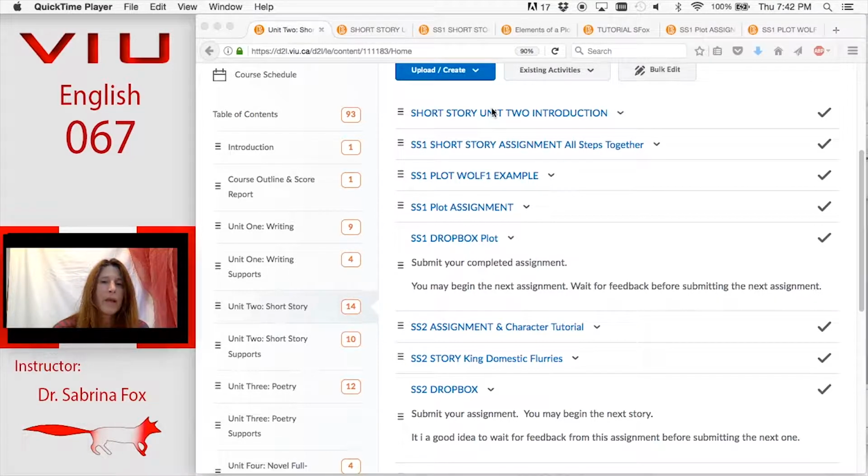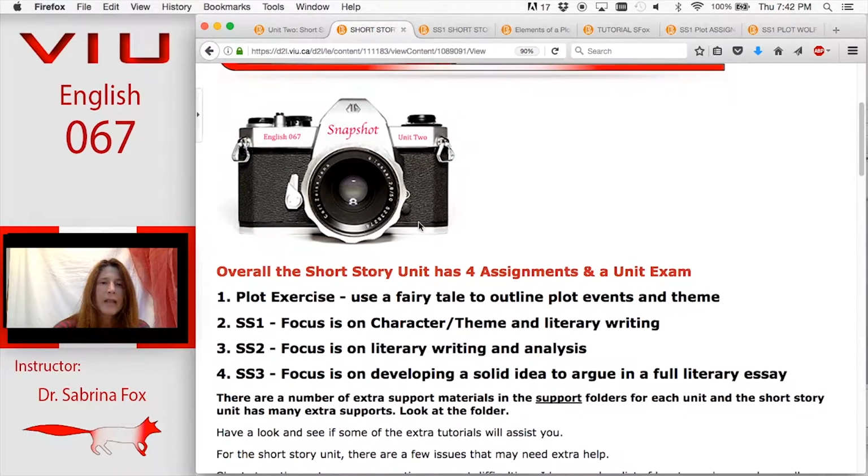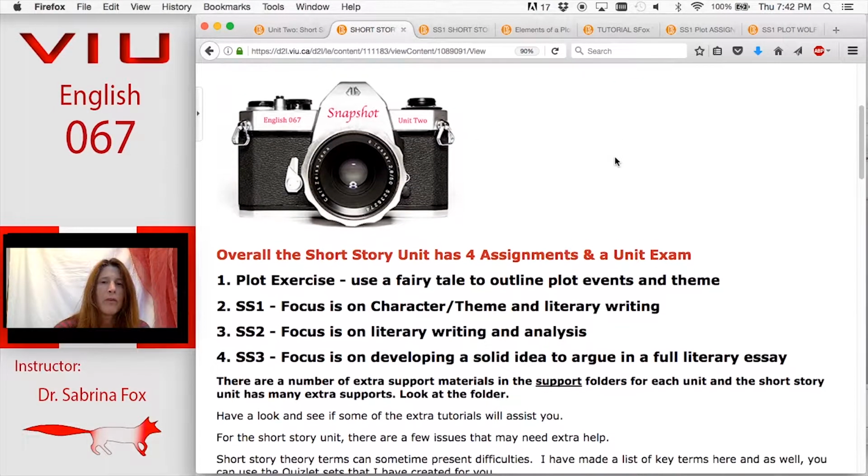A lot of the information on the introduction is for the whole unit rather than before you do the first one, and I will lead you through tutorials on plot and on theme as well. So if we click on here, we get this. Isn't that jazzy? I guess snapshot. So this is a very brief overview of the unit.